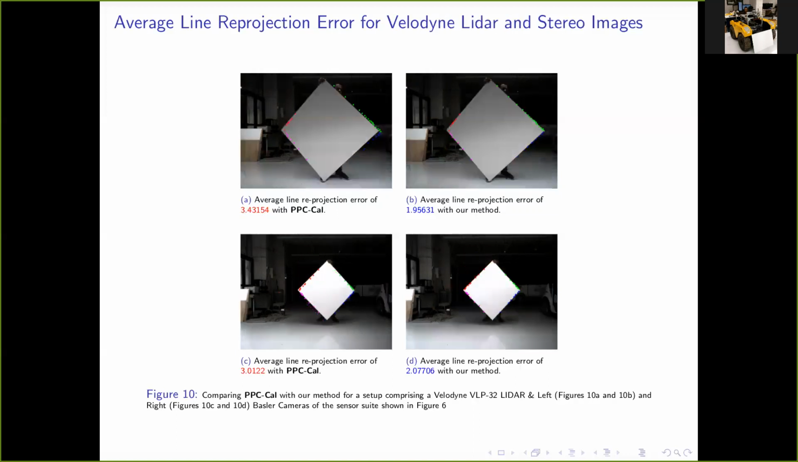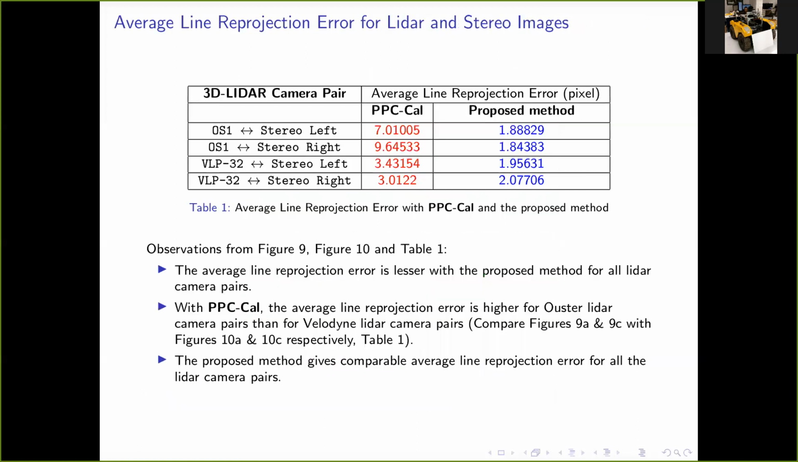Similar results can be seen in figure 10, where we use the Velodyne LiDAR instead of the Ouster LiDAR. We summarize all the results related to the average line reprojection error in table 1. We can see in the table that PPC-Cal shows deterioration in performance when used on an Ouster LiDAR camera setup, but the proposed method gives consistent results with all the sensor pairs. This proves that PPC-Cal gives poorer results when a noisy sensor like Ouster LiDAR is used, but the proposed method performs the same and proves to be robust to noise.